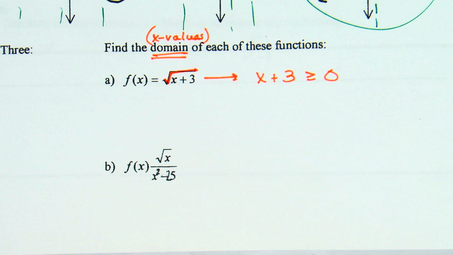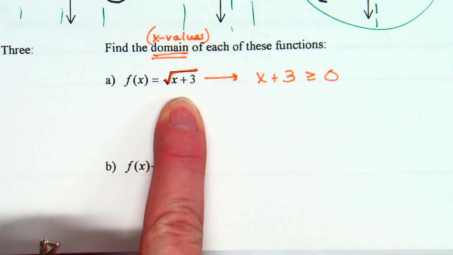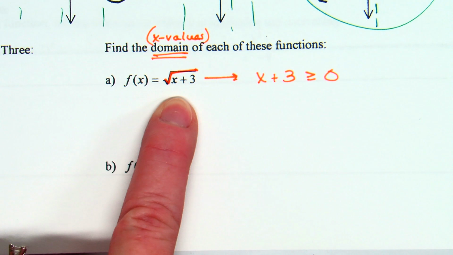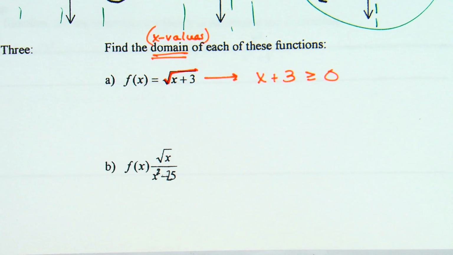As we looked at a, we had a square root. And what did I just say about square roots? Square roots have to be positive, right? And so when I say positive, mathematically we can say, okay, it has to be greater than or equal to 0. And that's what we did right here, is we set x plus 3 greater than or equal to 0.